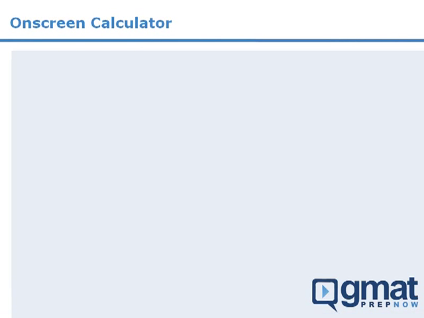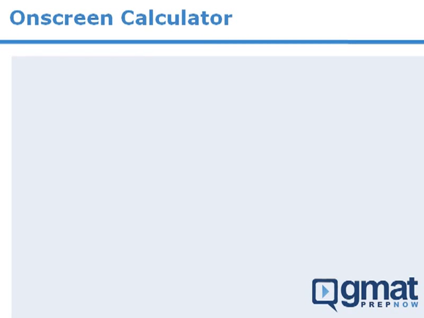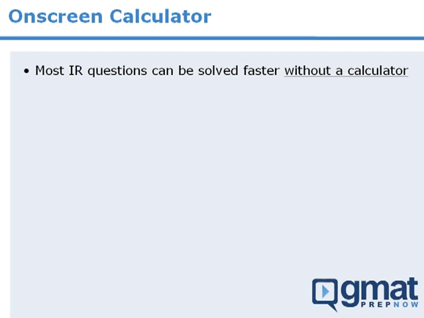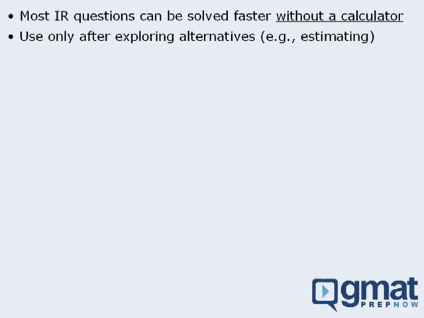In this lesson, we'll take a close look at the on-screen calculator that's available in the integrated reasoning section of the GMAT. However, before we do that, I'd like to point out that most, if not all, integrated reasoning questions can be solved faster without using a calculator. So you should use the calculator only after you've explored other, faster options, such as rounding and estimation.